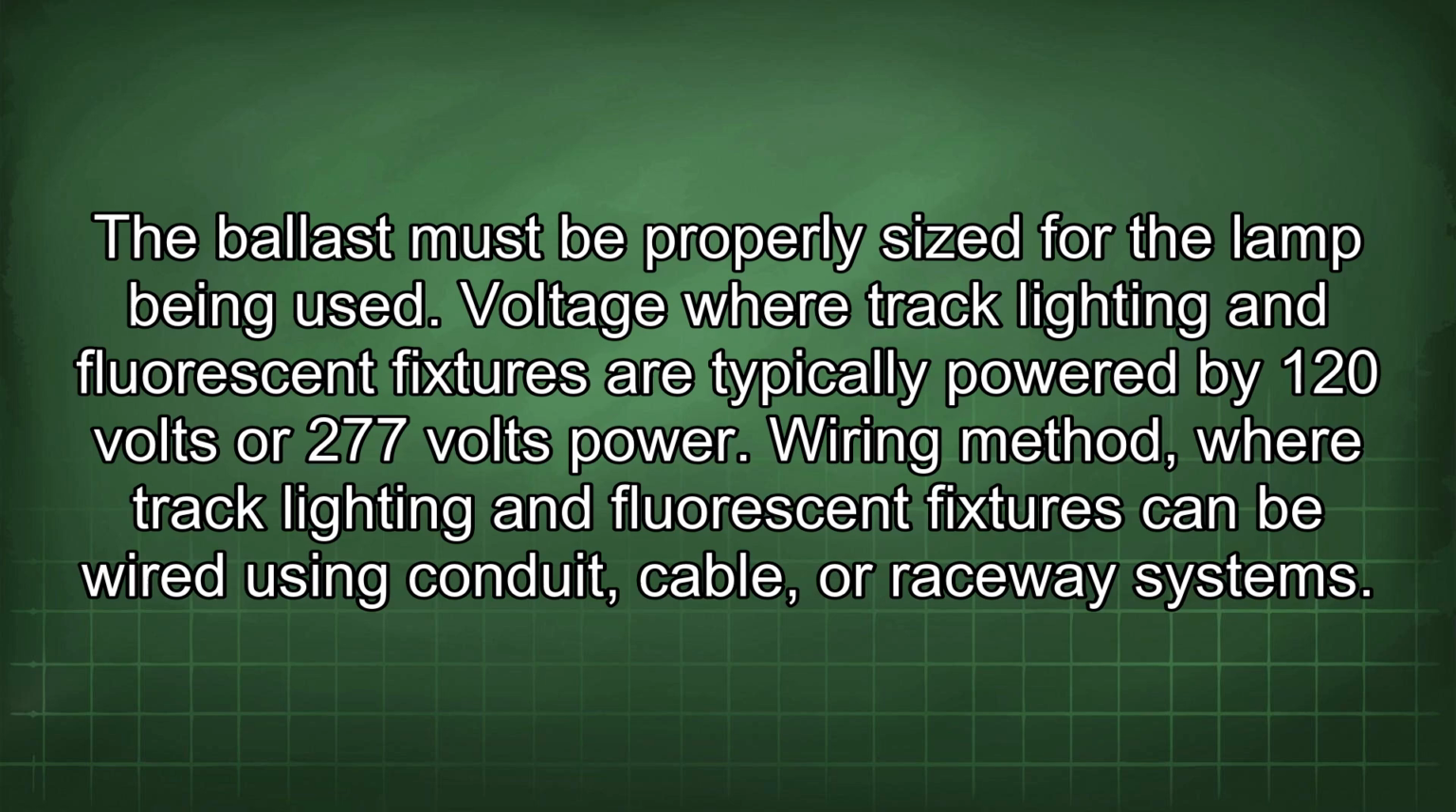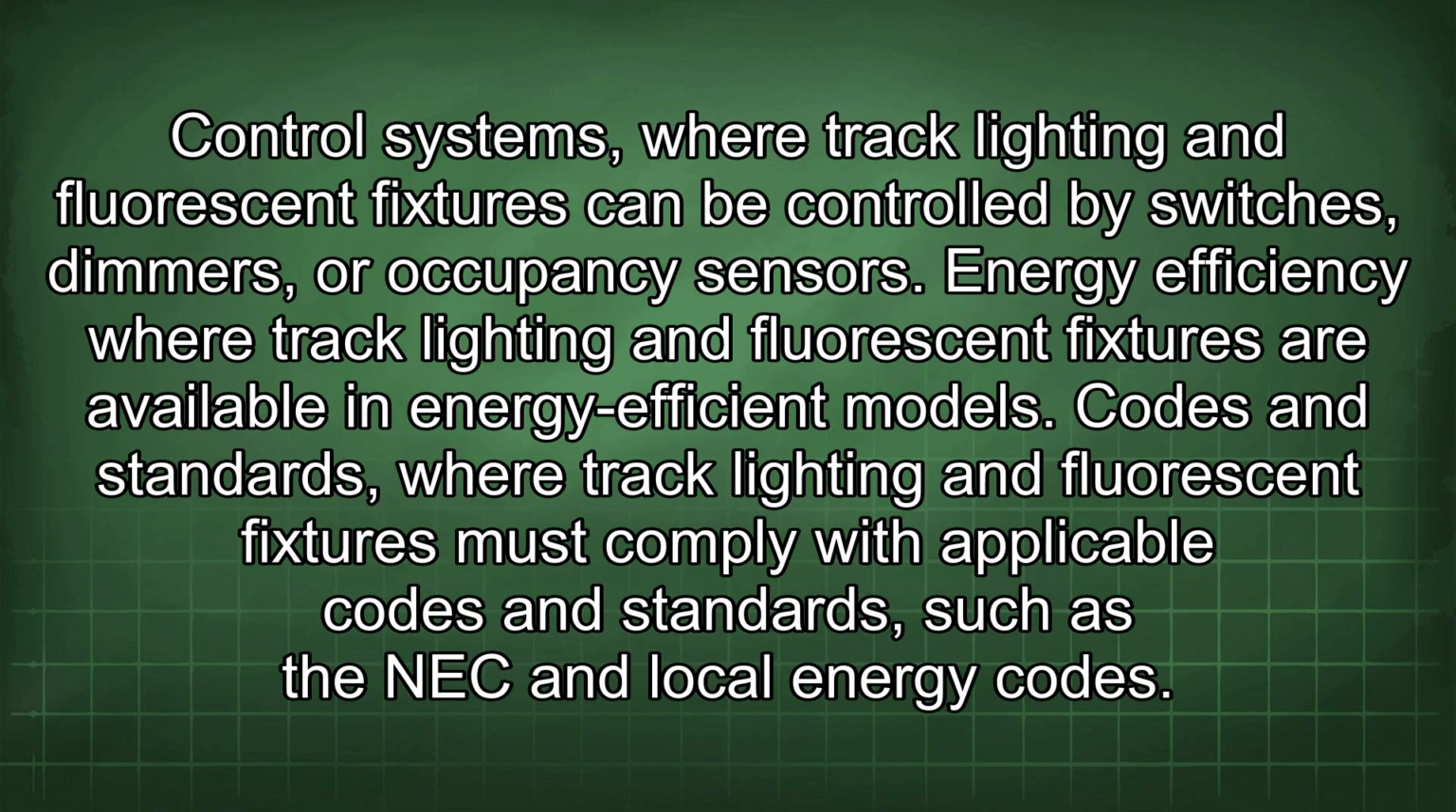Voltage, where track lighting and fluorescent fixtures are typically powered by 120 volts or 277 volts power. Wiring method, where track lighting and fluorescent fixtures can be wired using conduit, cable, or raceway systems. Control systems, where track lighting and fluorescent fixtures can be controlled by switches, dimmers, or occupancy sensors. Energy efficiency, where track lighting and fluorescent fixtures are available in energy-efficient models.